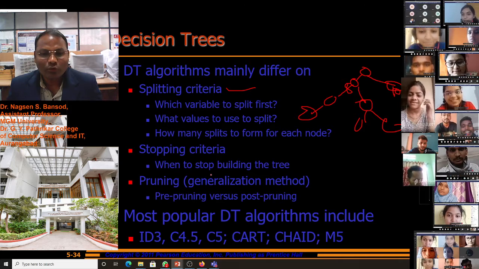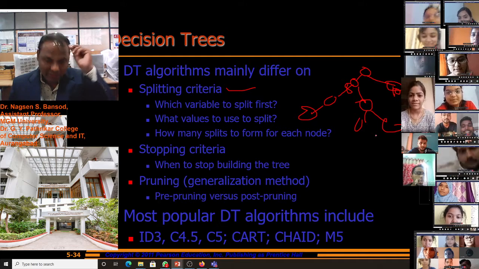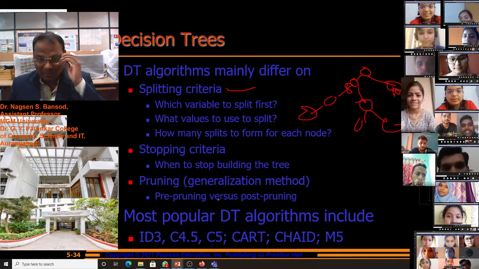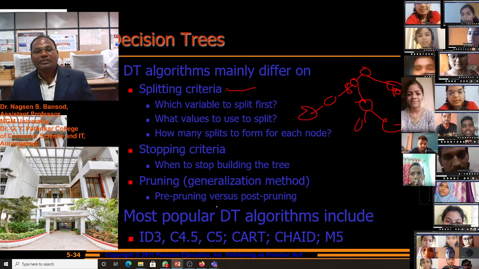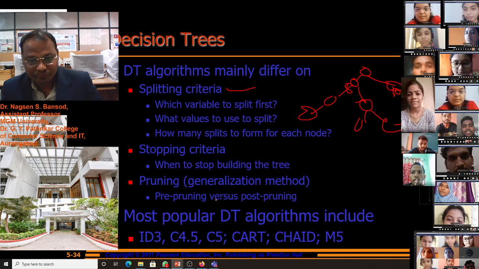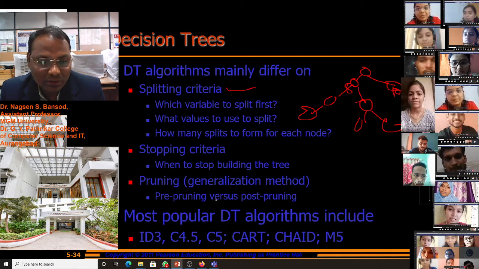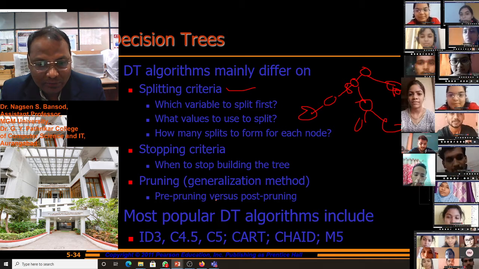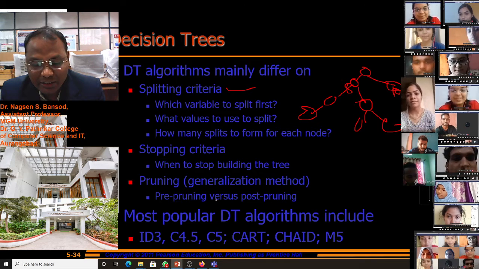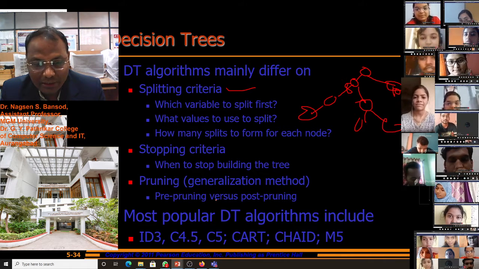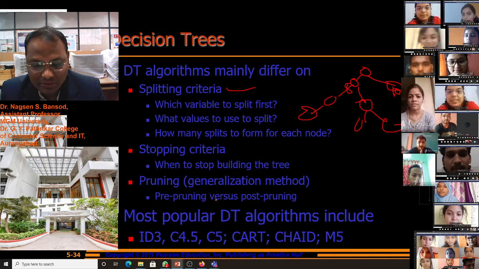Stopping criteria: when to stop building the tree, how many branches are there, how many leaf nodes are there, that we have to find. And pursuing a generalized method, pre-pruning versus post-pruning. The most popular decision tree algorithms include ID3, C4.5, C5, CART, CHAID, and M5. These are the widely used decision trees in many applications.